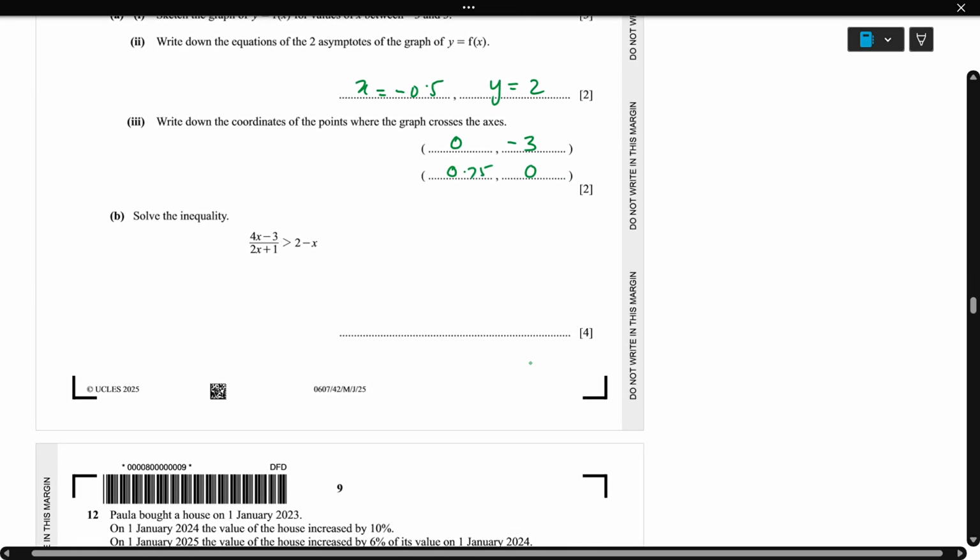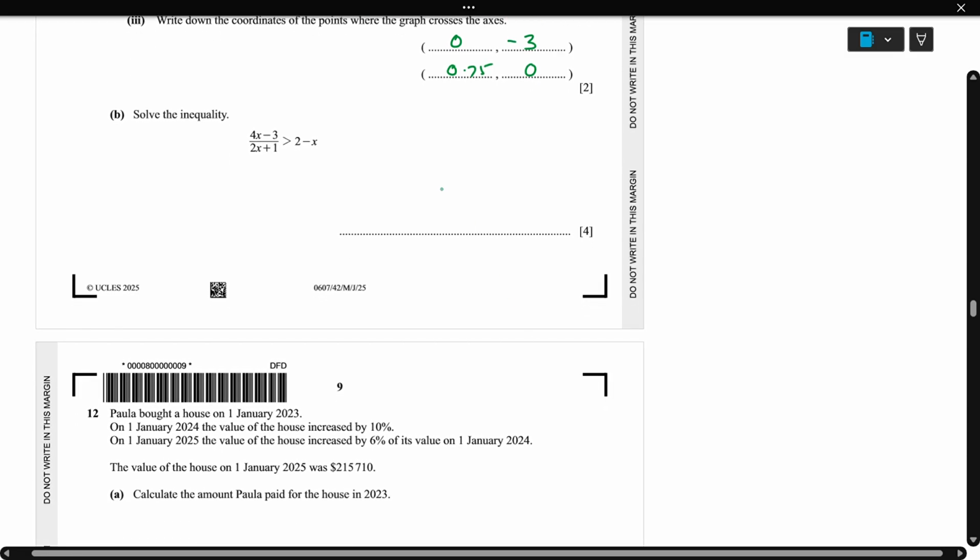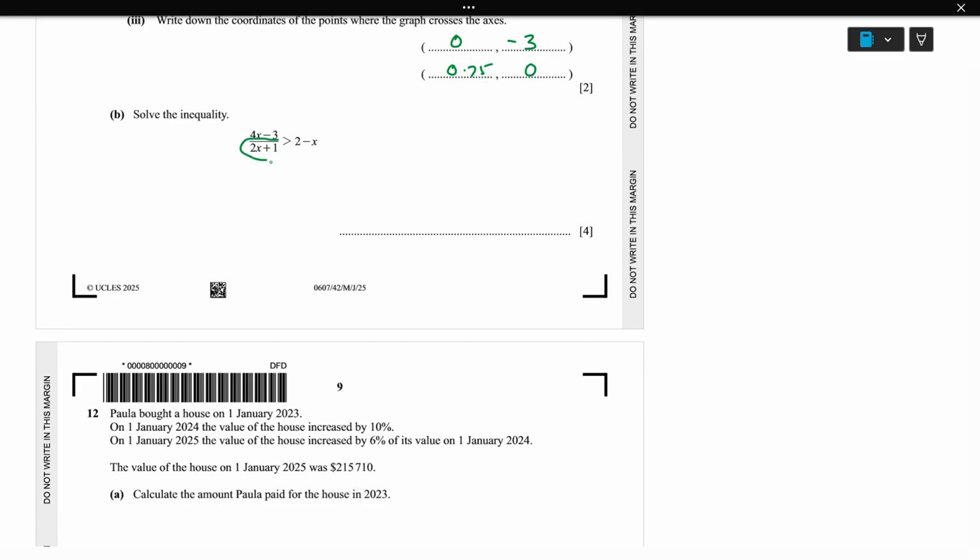Okay, so next point, solve the inequality. See here, this denominator is there. The denominator 2x plus 1 can't be 0, because the denominator can't be 0, so we take x equals -1/2. So this one, x equals -0.5.